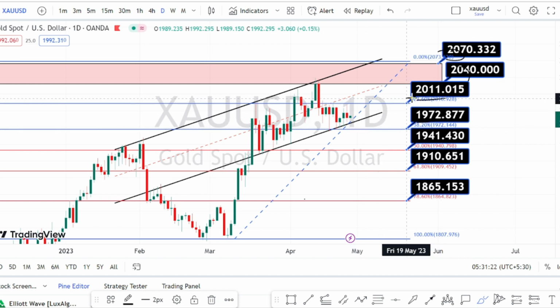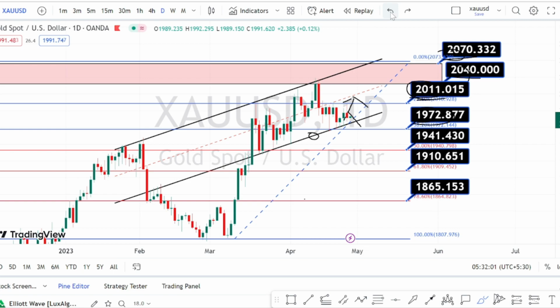Currently the price action is trading within the resistance level of 2011. Once the price action breaks this resistance level of 2011, next level of resistance is going to be around 2040 and 2070. And on the bearish side, if the price action breaks the trend line or the support line of the bullish channel pattern, next level of support is going to be around 1972, 1941, 1910 and 1865.